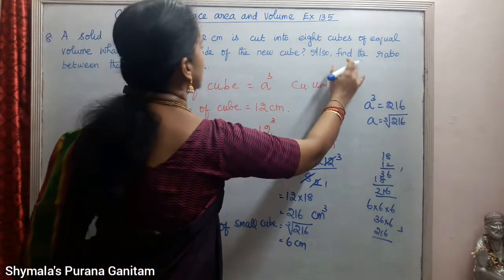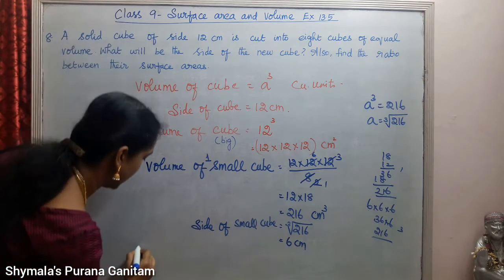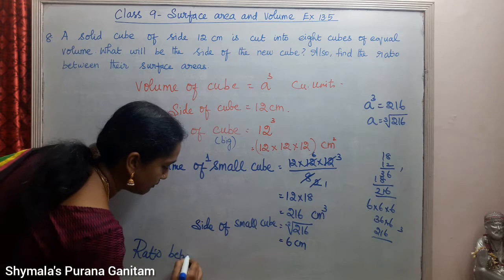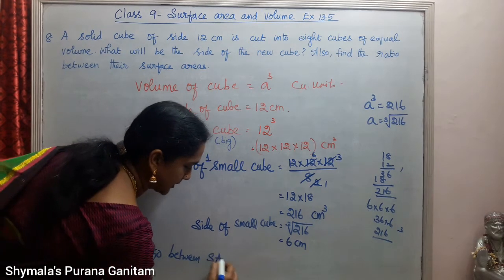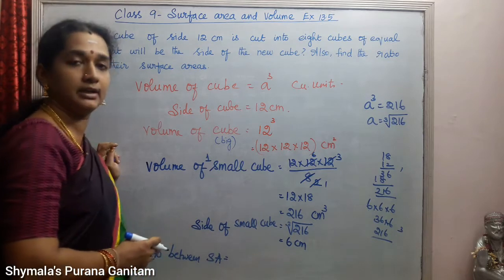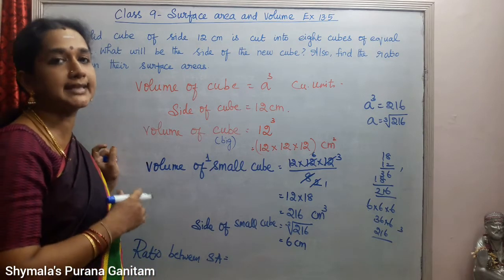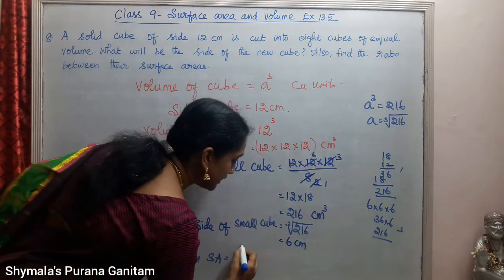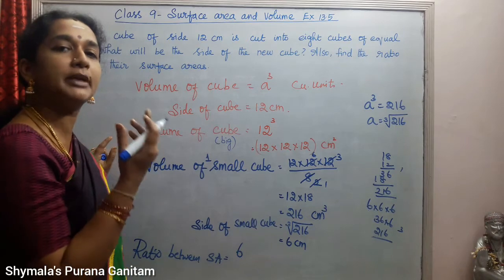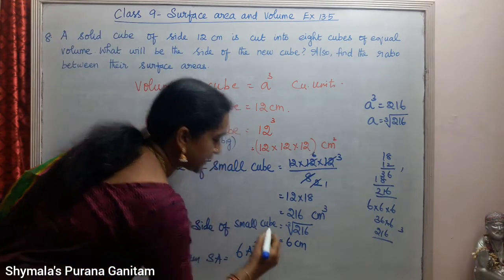Then we also need to find the ratio between their surface areas. So the ratio between surface areas is equal to, okay, what is the formula for the surface area of a cube? Surface area of the cube is 6a square. I will take the surface area of the bigger cube as 6 capital A square, just for differentiation.